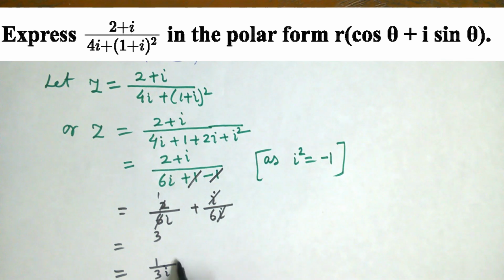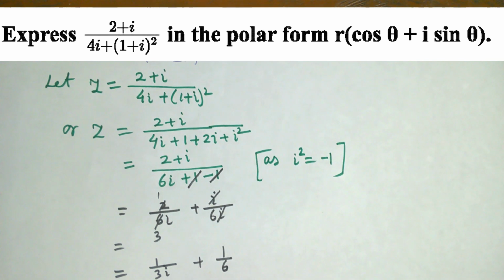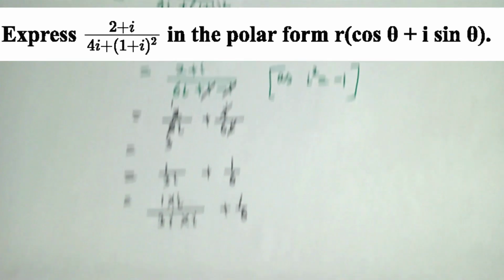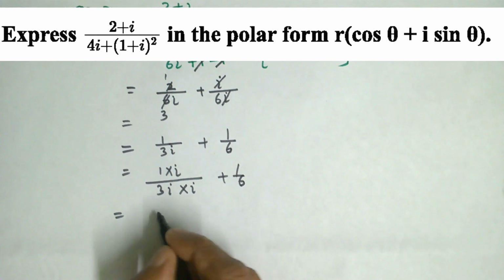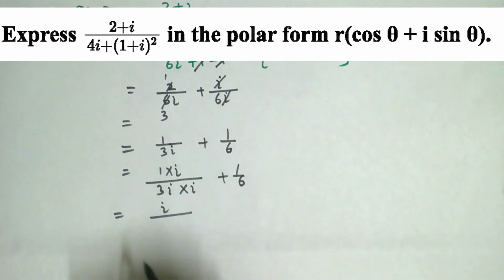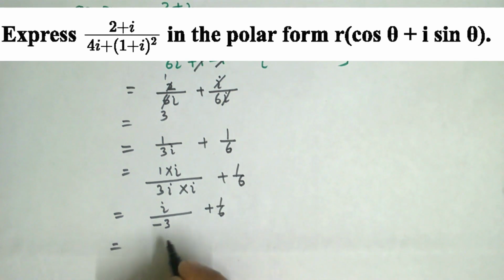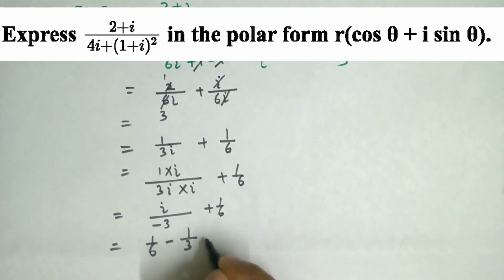Now rationalize this part; the other part is already rationalized. How to rationalize this? Multiply numerator and denominator by i. So 1 into i by 3i into i, plus 1 by 6. That is equal to i/(3i²), where i² is equal to minus 1, so minus i/3 plus 1 by 6. Now rearranged and written: 1/6 minus (1/3)i.